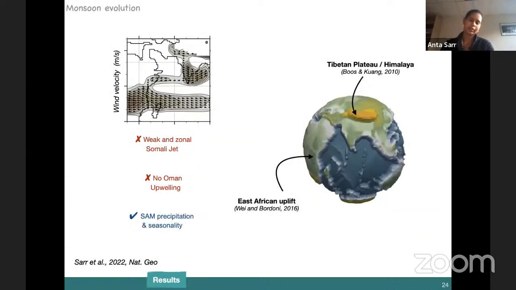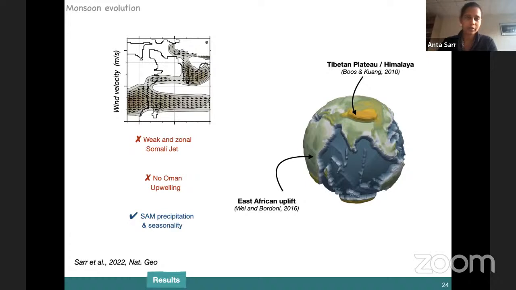So let's start with the early Miocene state. I will always display the results as it is there on the left. So you have a map showing the wind velocity and wind pattern. Then I look at whether there is this Somali jet and OETs in the simulation, whether there is normal upwelling, and then I also look at precipitation and seasonality.